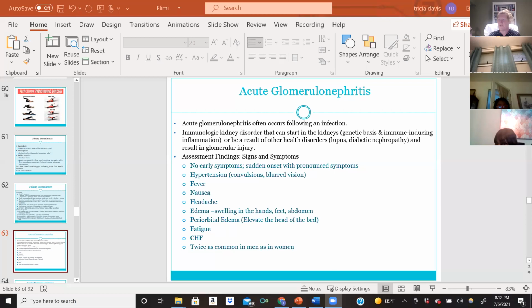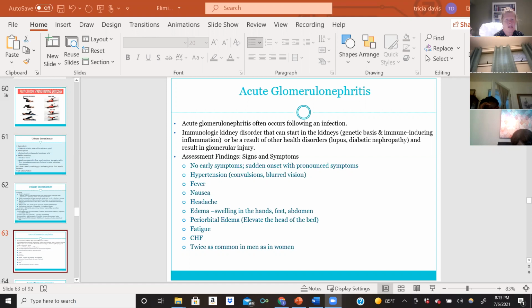All right, so we are going to finish the rest of our lecture. We're going to talk about acute glomerular nephritis. We see this happen in patients who have some type of an infection. That's usually what starts it off. There's also immunologic kidney disorders that can start in the kidneys. It can be the cause of some type of a genetic issue, or it can also be inflammation. And we also see it as a result of certain health disorders such as lupus, diabetic neuropathy. These can cause injuries to the glomerular.